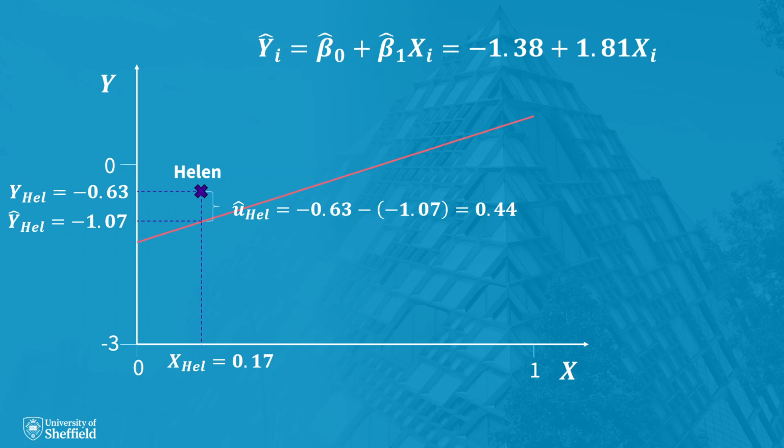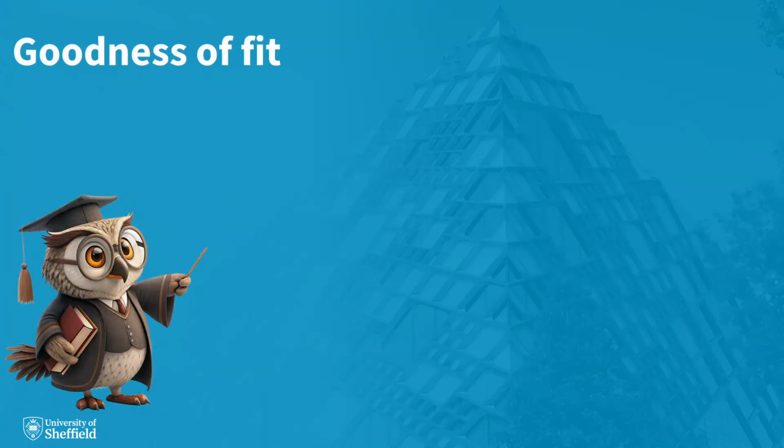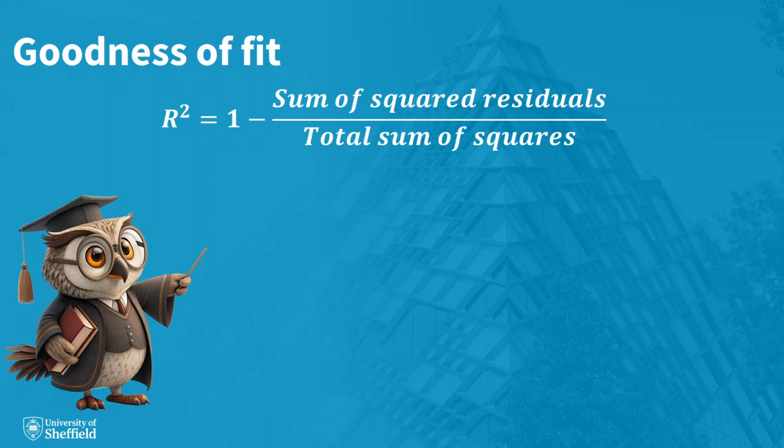There's one more thing to look at before we finish this video. So we've seen how ordinary least squares gives us the regression line of best fit, but how can we tell how good that best fit is? This can be measured by a statistic called the R-squared, which is calculated as 1 minus the sum of squared residuals over the total sum of squares. Or like this in algebra.